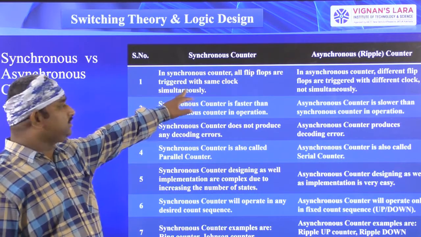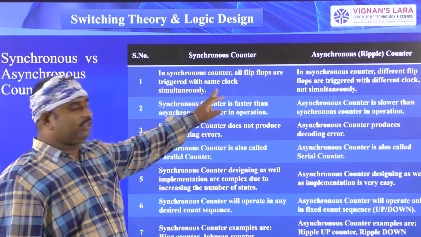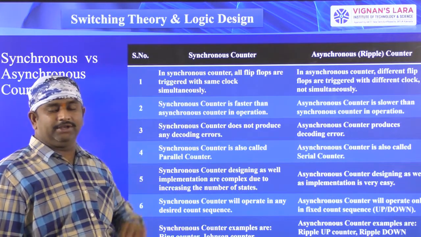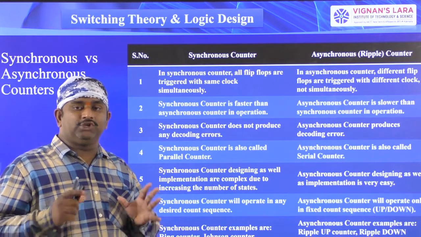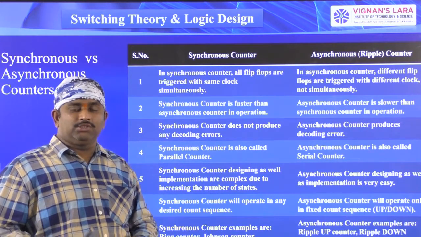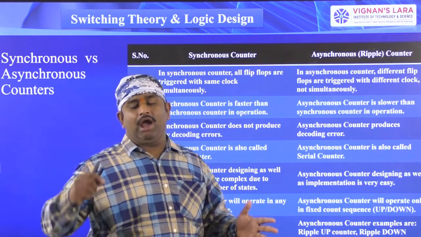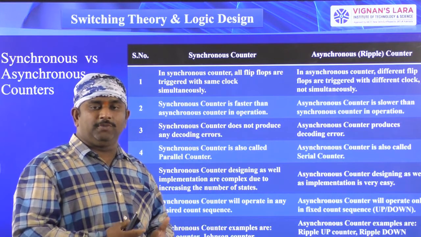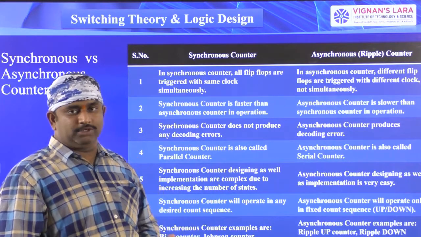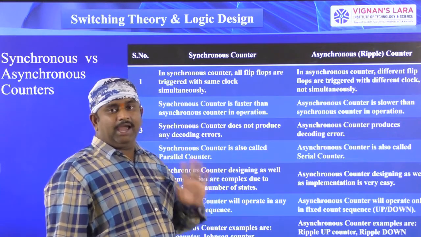So the first difference, in a synchronous counter, all flip-flops are triggered with the same clock signal simultaneously. All the flip-flops are working at a time based on the clock signal. So when you have given the clock signal, all the flip-flops are working simultaneously. All the flip-flops will take the inputs at that particular time and process the outputs.